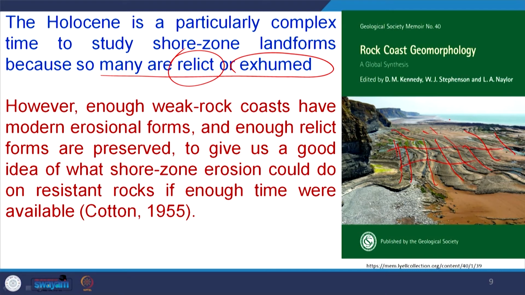So, there are two types of rocks: soft rock coasts, like the chalk, and, in the Indian system, basalt on one side and khondalite and charnockite on the other, and some of these coasts have chalk along them. That means if soft rock is there, the rate of coastal geomorphological change will be very rapid, and if hard rock is there, coastal geomorphic change will still occur, but the rate of change will be different compared to soft rock.